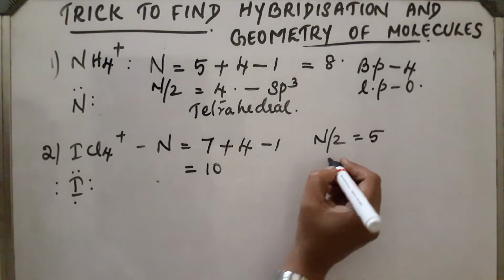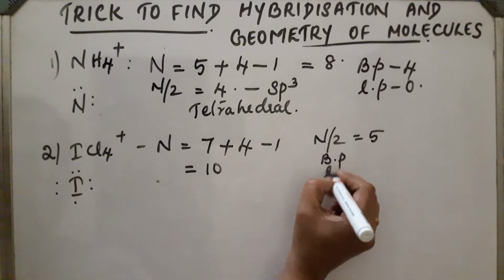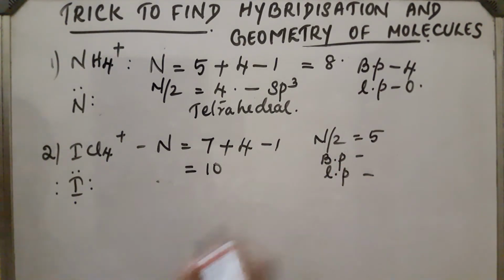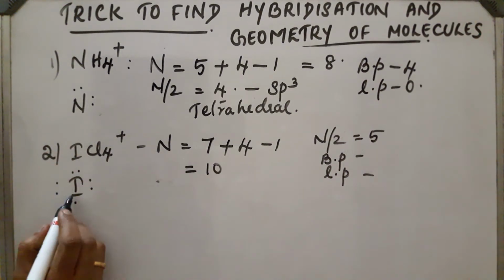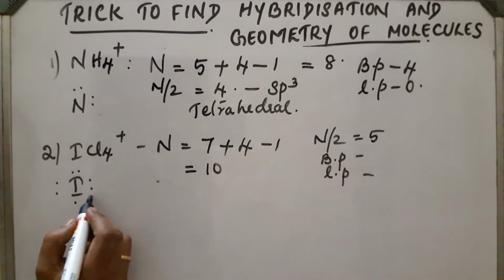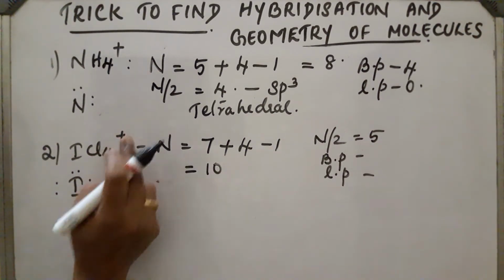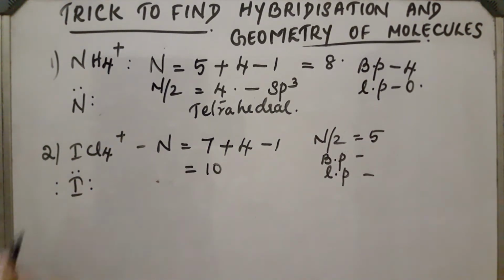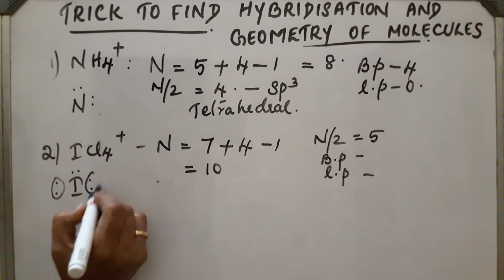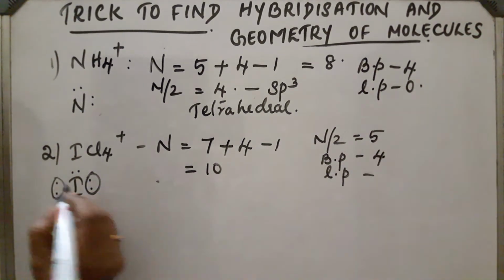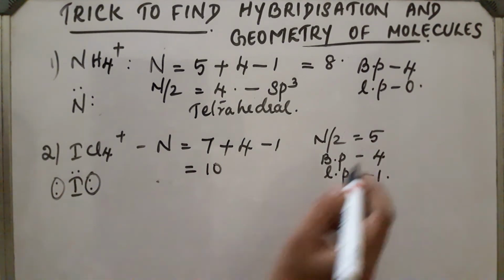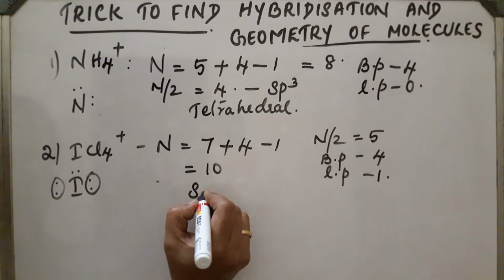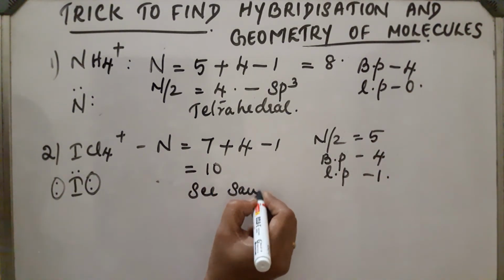Okay, next we have to find bond pairs and lone pairs. Okay, it contains 4 bond pairs. So I is the central atom. It contains 7 valence electrons. So plus charge means 1 less. So 4 electrons are used for bonding. Okay, so the remaining is 1 lone pair. So what will be the shape of the molecule? 5, 4, 1. The shape of the molecule is seesaw.